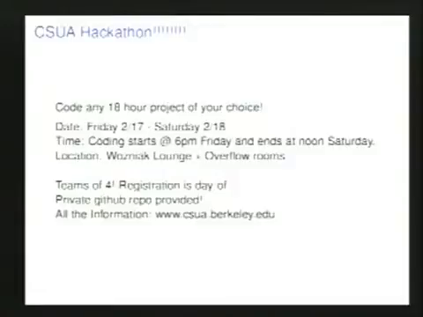Okay, so let's see. Is this working? Okay, so this is a hackathon. You guys should do this. Maybe you guys can be the next Mark or Susie Zuckerberg and make a lot of money.